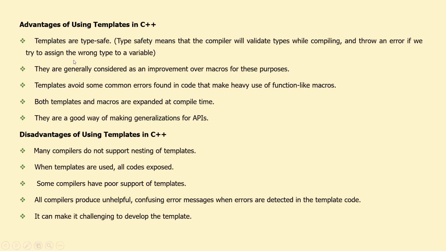Advantages of using templates in C++, and disadvantages. Templates are type safe. Type safety means that the compiler will validate types while compiling and throw an error if we try to assign the wrong type of data to a variable. They are generally considered an improvement over macros for these purposes. Templates avoid some common errors found in code that makes heavy use of function-like macros. Both templates and macros are expanded at compile time. They are a good way of making generalizations for APIs.